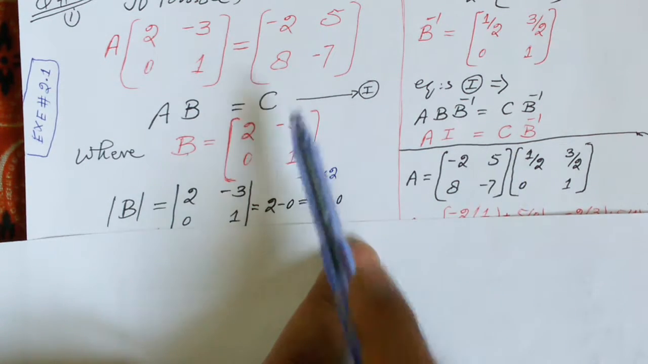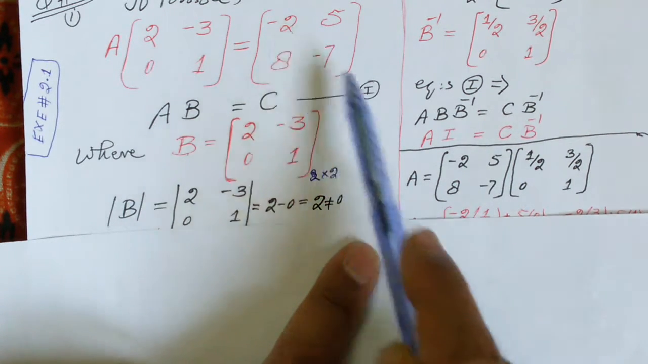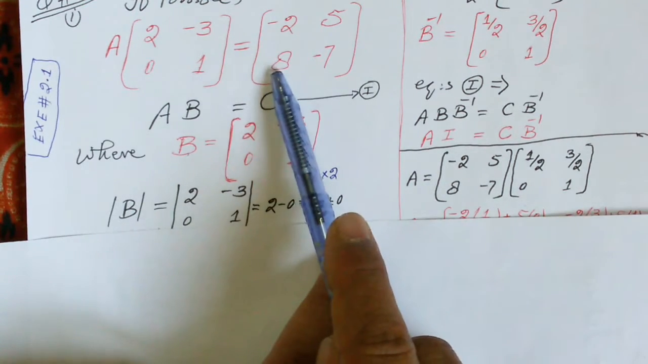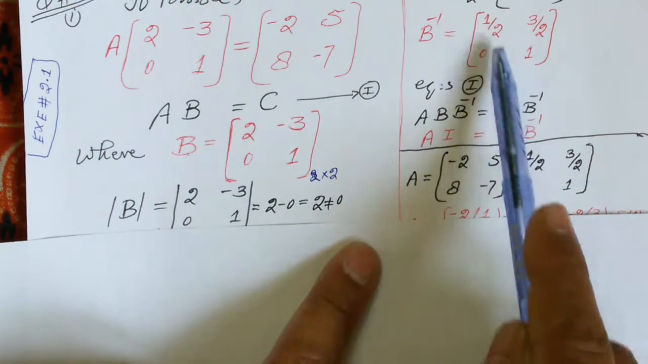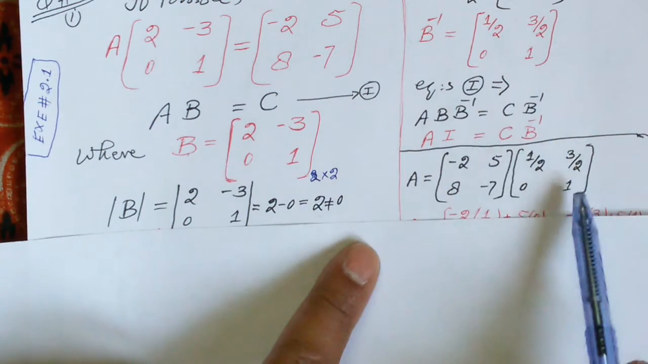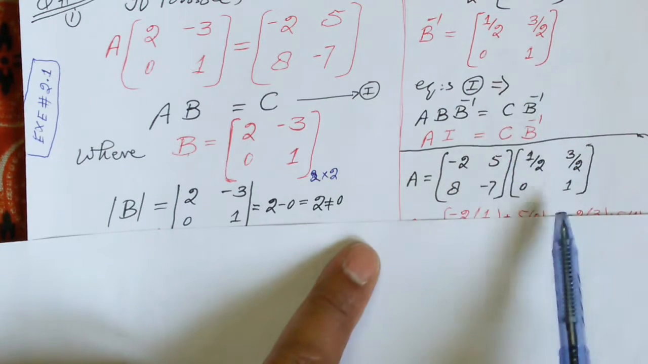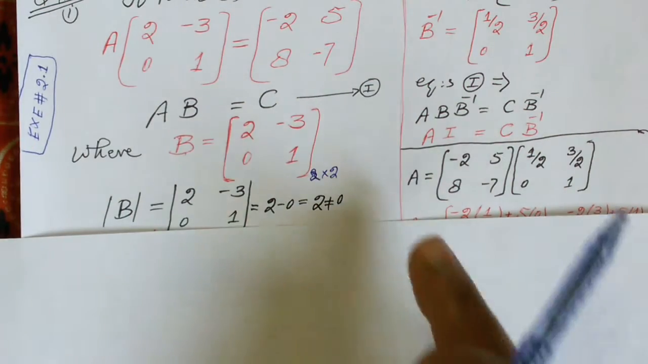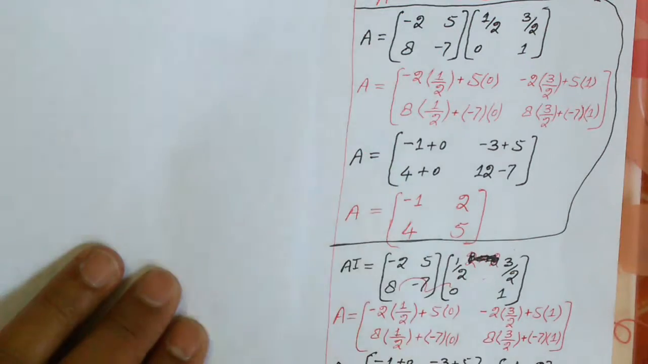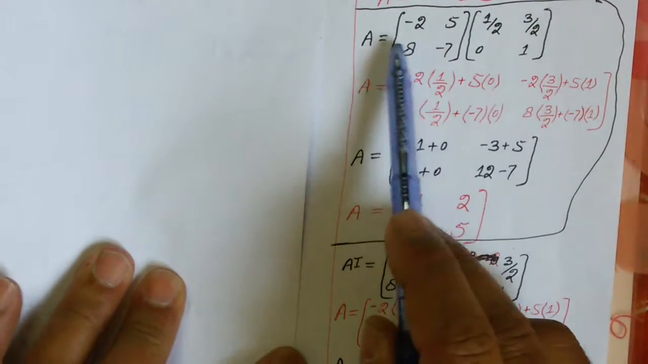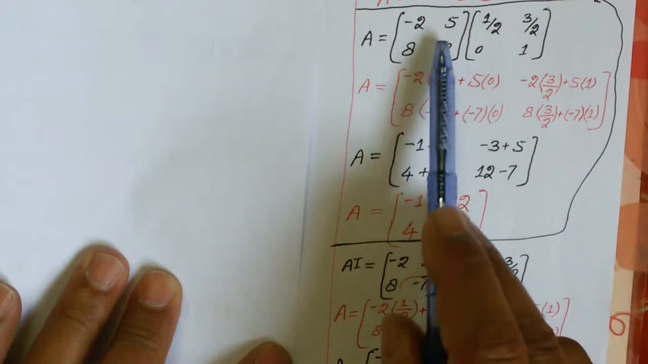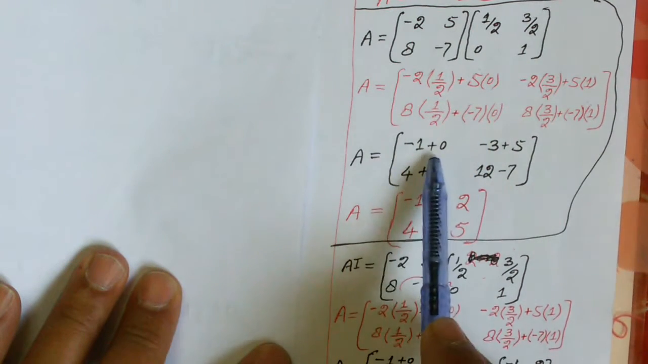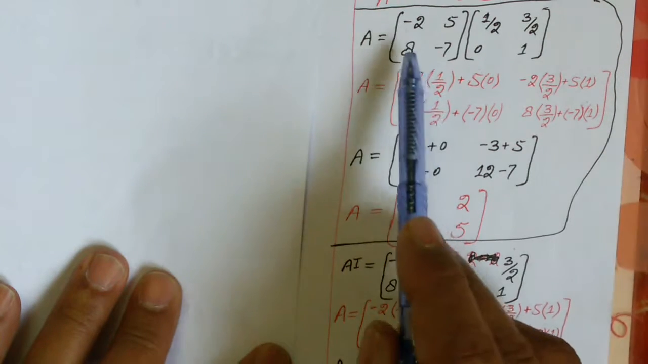The matrix C is equal to: the first row is minus 2, 5, and the second row is 8, minus 7. And B inverse is equal to 1 over 2, 3 divided by 2, 0 and 1. Now it is a simple multiplication process to calculate the matrix A. Multiply the first row with the first column: minus 2 multiplied by 1 over 2 plus 5 multiplied by 0. This resultant quantity is equal to minus 1 plus 0, which is minus 1.